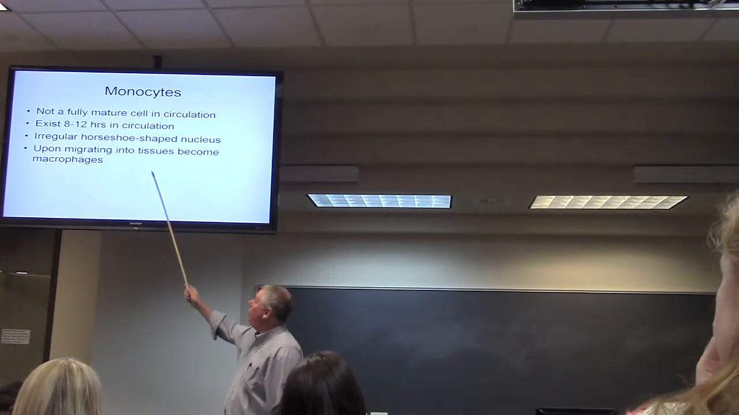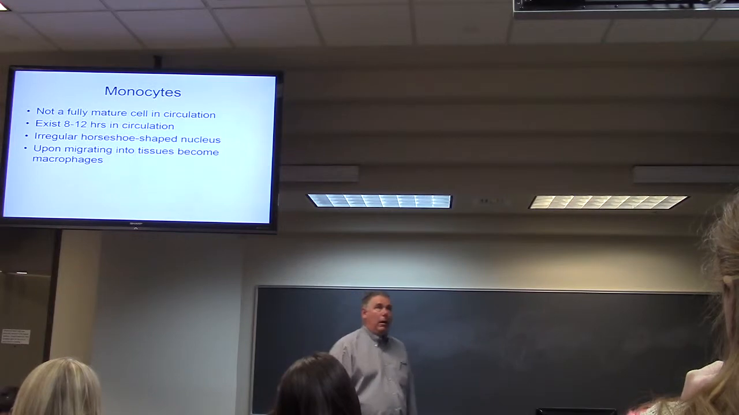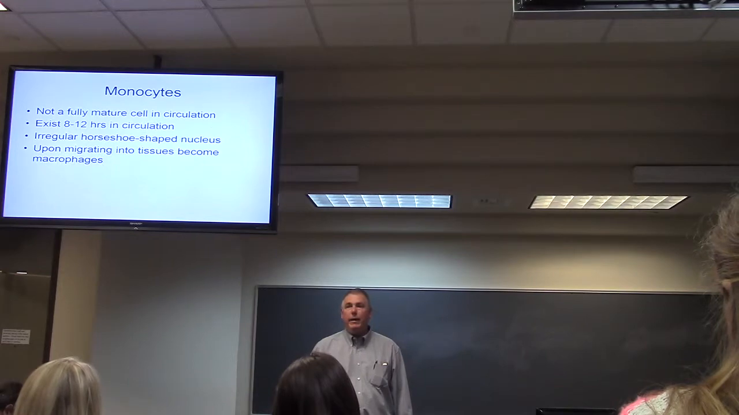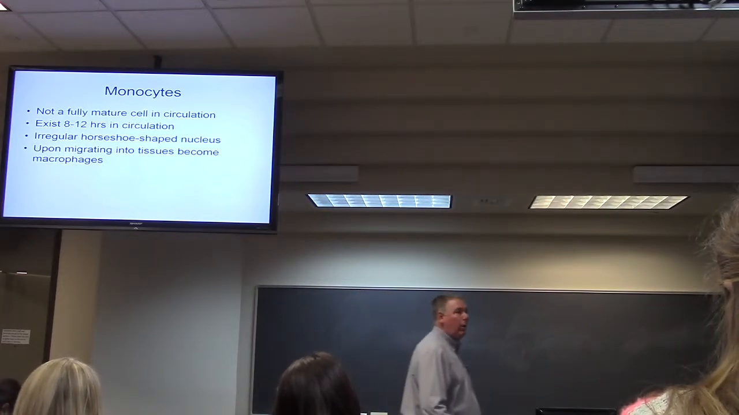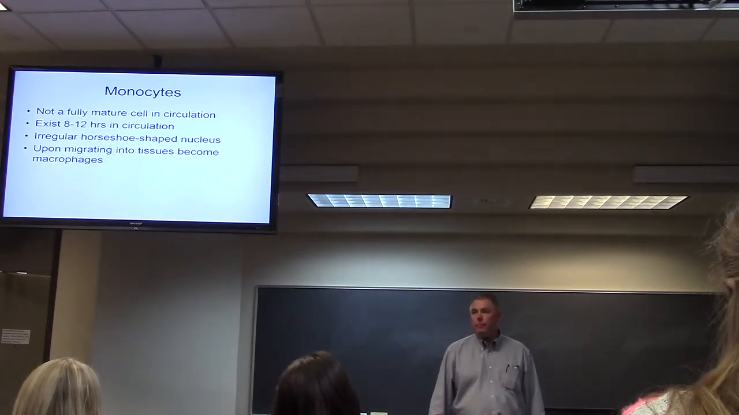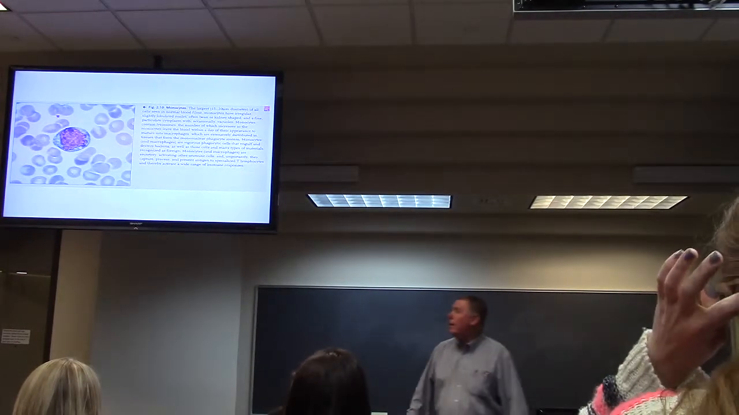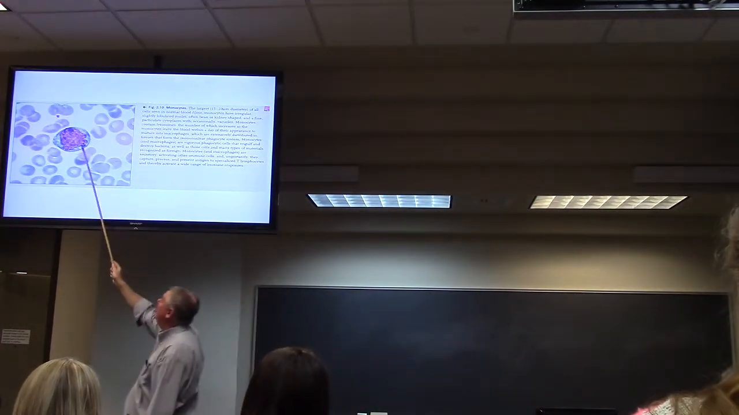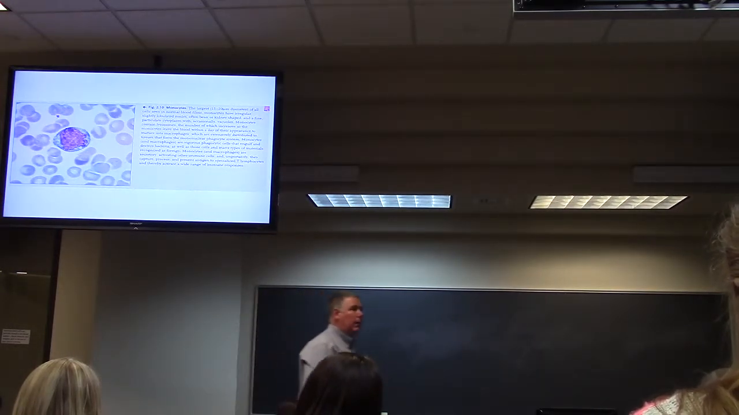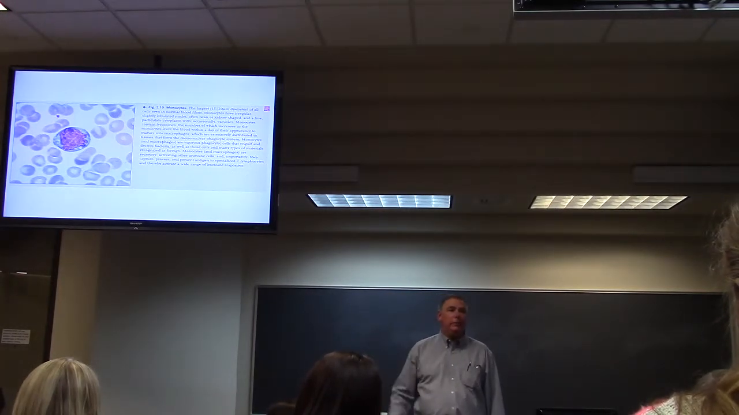Okay, monocytes, as I mentioned to you before, they're not mature cells in the circulation. They have to crawl through and get extravascular to become macrophages. What they do is they eat everything in their path. They don't last very long once they leave the circulation, but they leave in droves. Here's a monocyte. The thing about a monocyte is that the nucleus is irregular shaped. It's kind of the hallmark of a monocyte. A lymphocyte has a nice round nucleus. Monocytes is irregular.